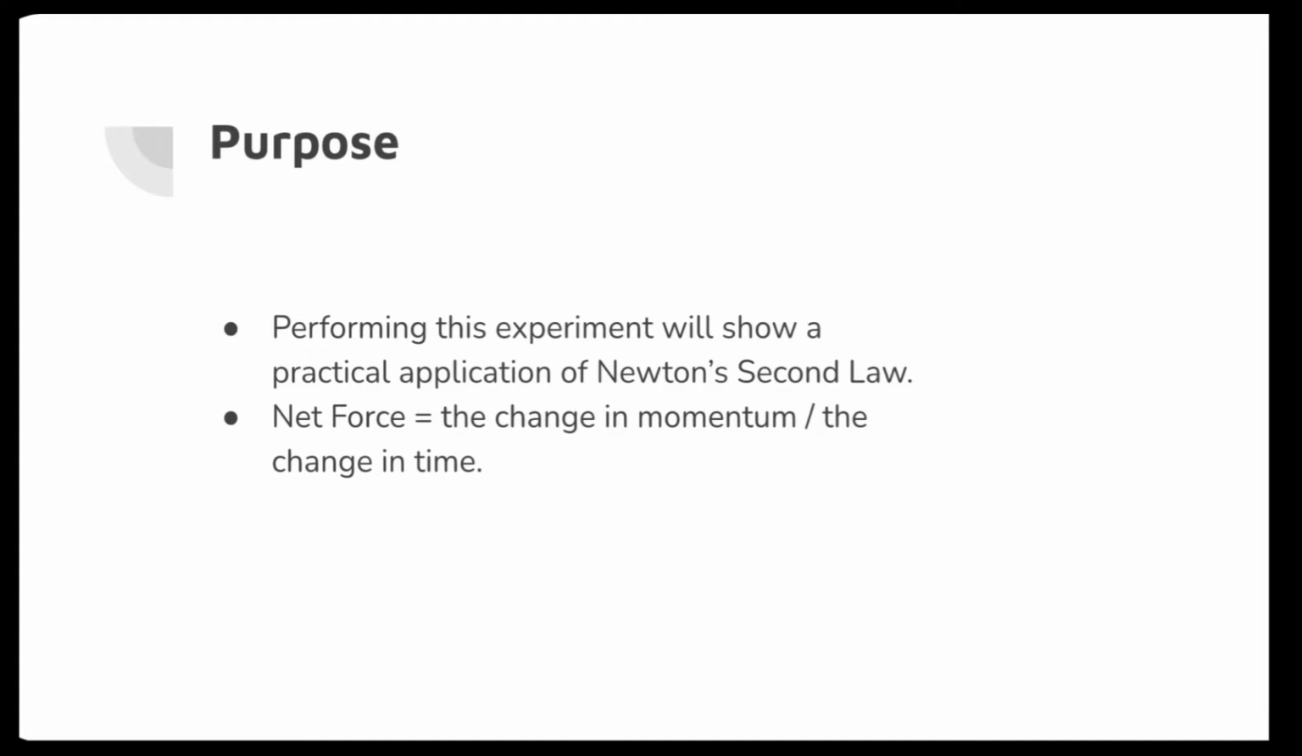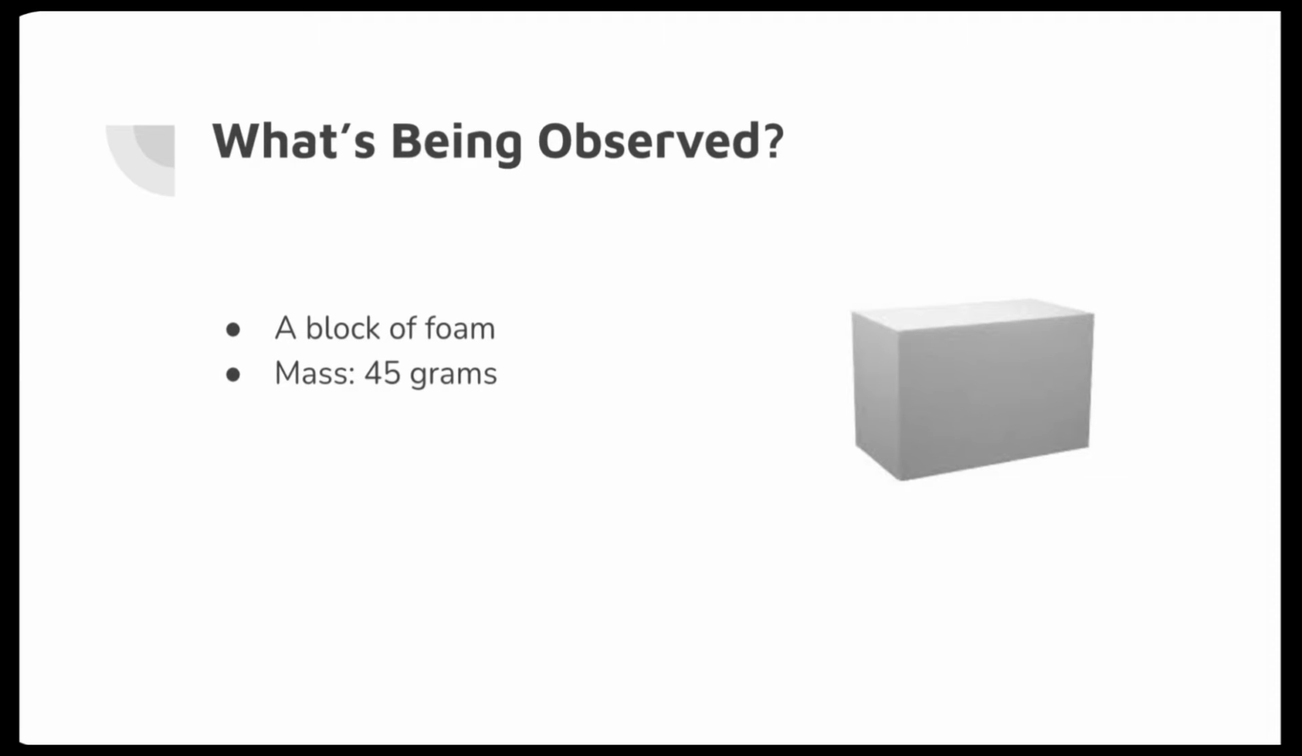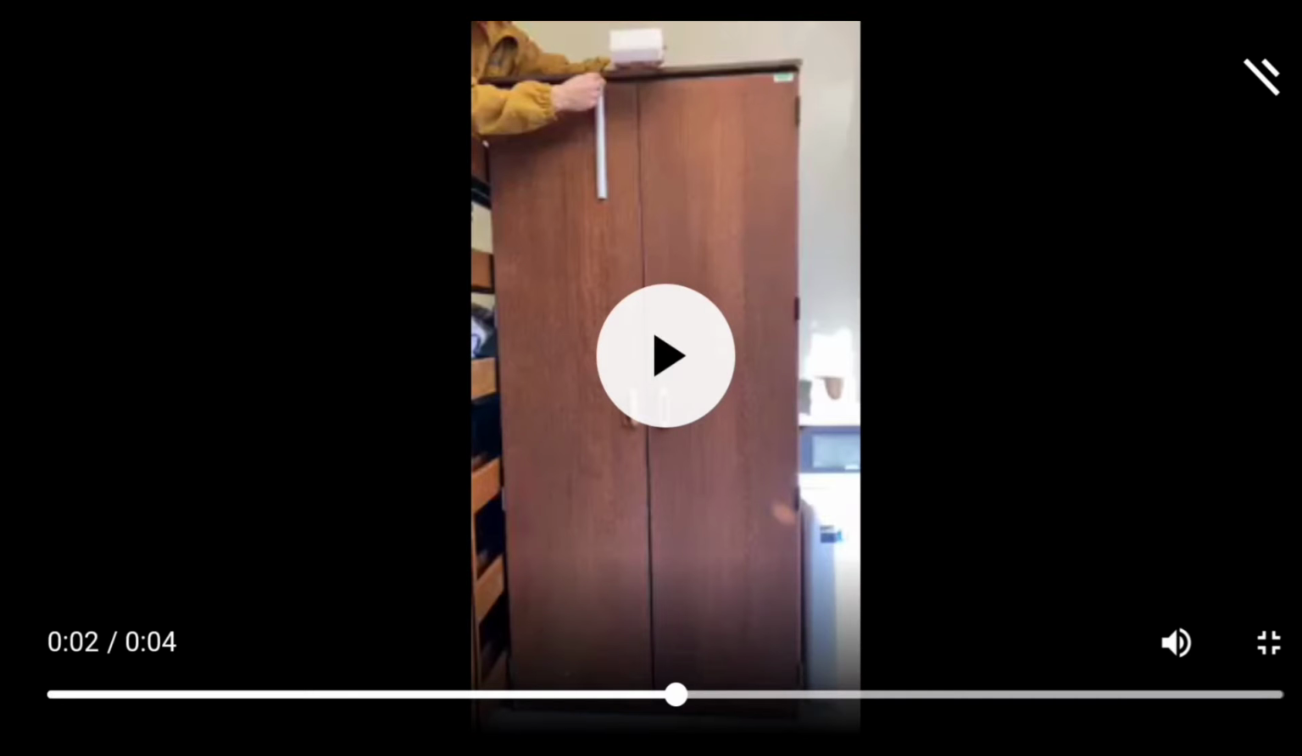The purpose of this lab is to perform an experiment that will show a practical application of Newton's second law. We'll be using the momentum principle, which says net force equals the change in momentum over the change in time, to analyze an object falling at terminal velocity. For this lab, we'll be observing a block of foam that weighs about 45 grams. Here's a video of this foam block falling.